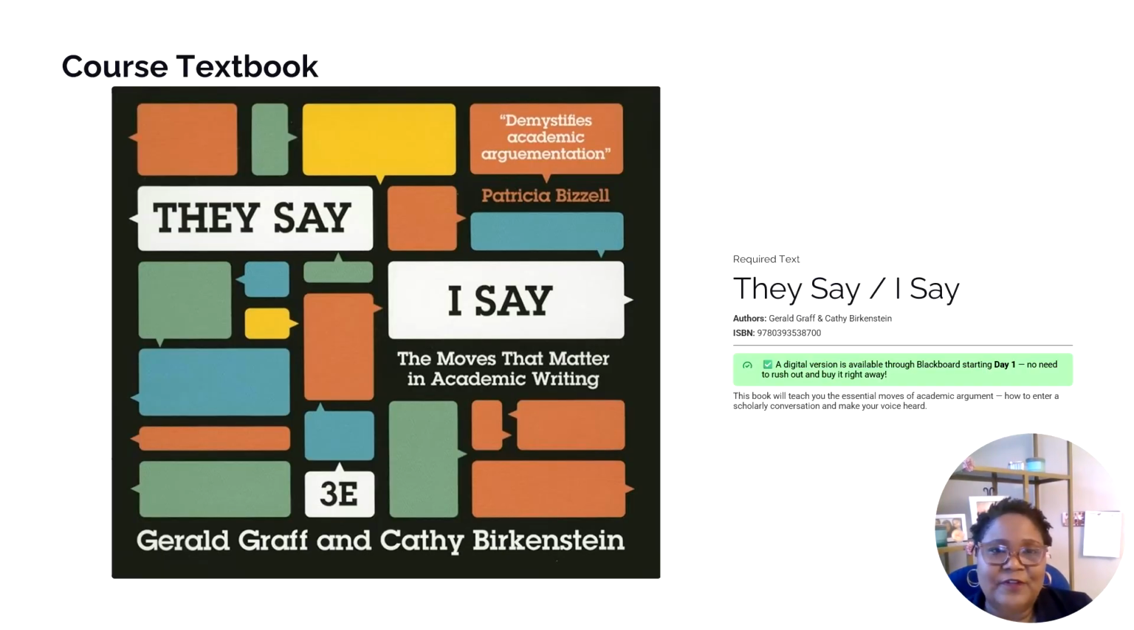Your required textbook for this course is They Say I Say by Gerald Graff, one of the best writing books I've ever seen, and Cathy Birkenstein. The ISBN is that. Now here's the great news. You do not need to buy this book. This is the first year I've done a 100% digital version because I found out it was available through your JU accounts. No one ever told me that until this summer. So I shared it with a lot of the online professors. A digital version is now available through Blackboard starting on the first day of class. I'll provide any additional instructions if needed once the course opens.